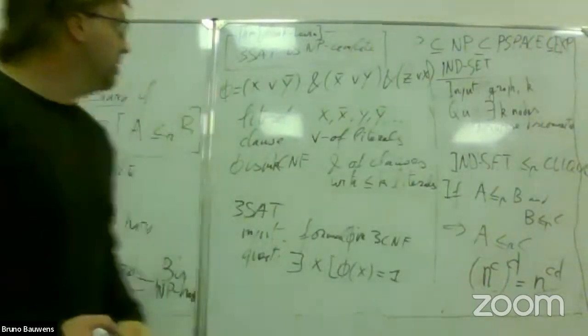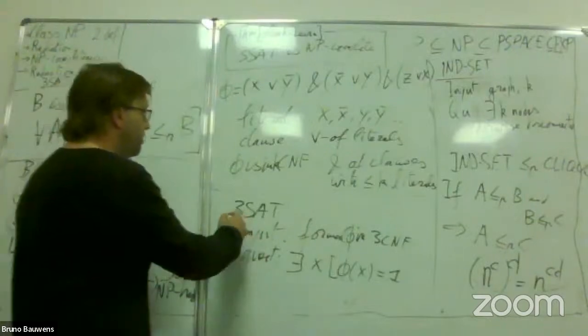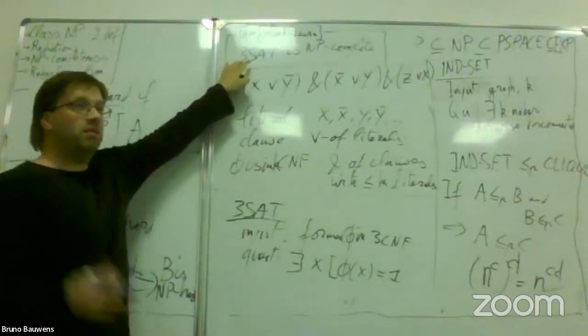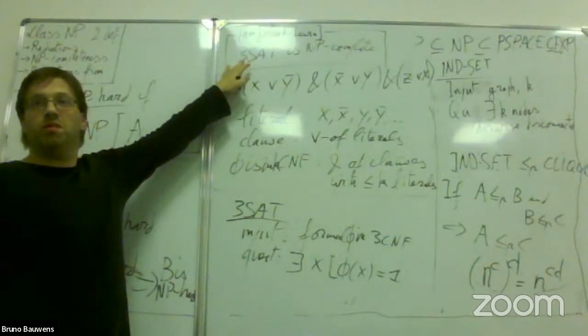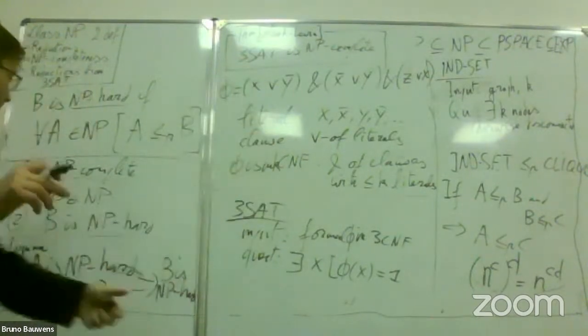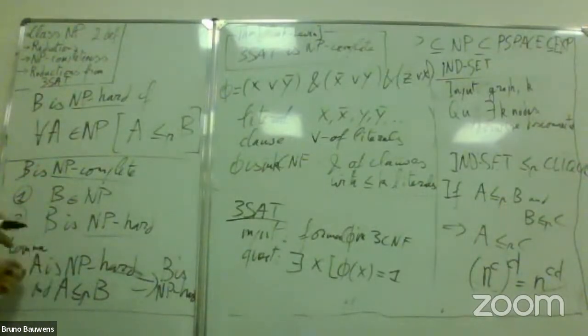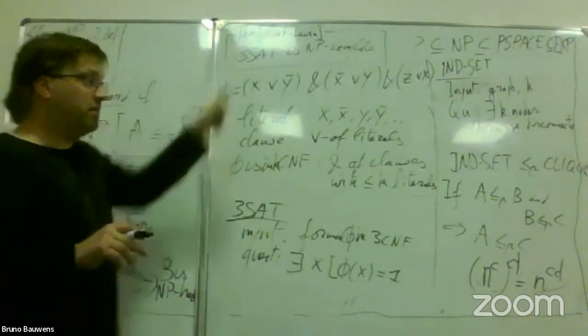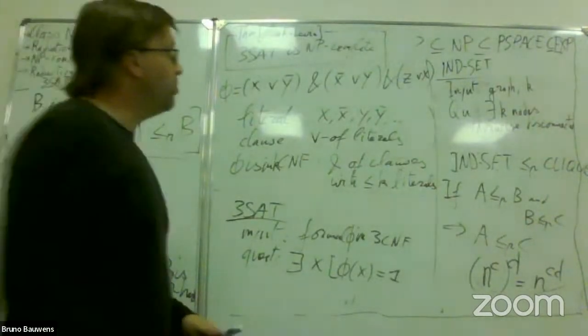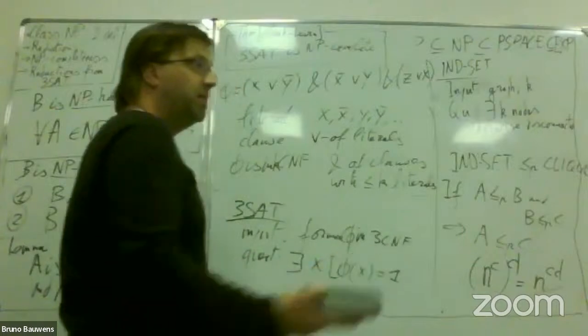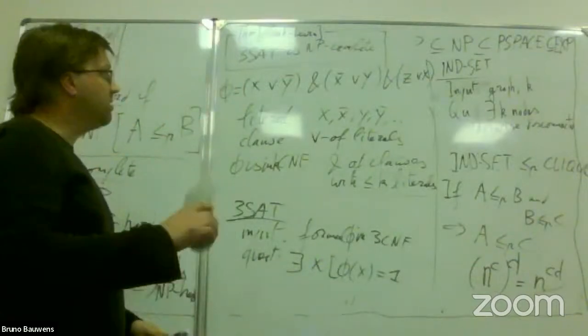Okay, so three-SAT is NP-complete. In two lectures we will prove it, and for now we believe that this is true. It means that for every problem in NP we can build a reduction to three-SAT. Okay, now we will prove that the independent set problem is NP-complete by reduction from three-SAT.